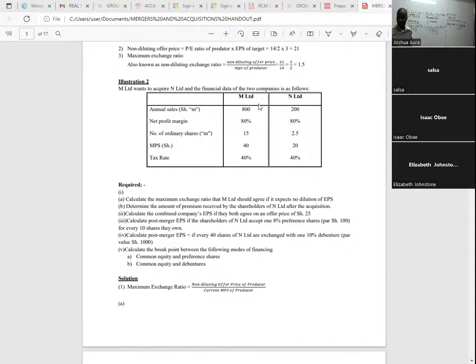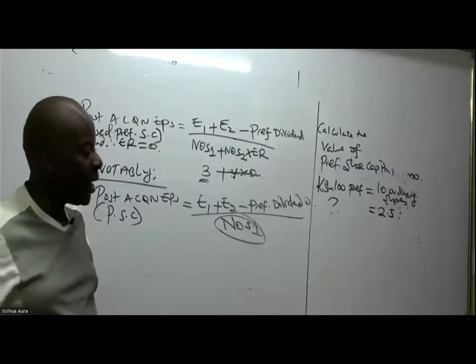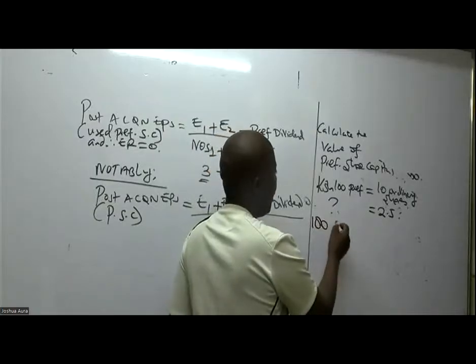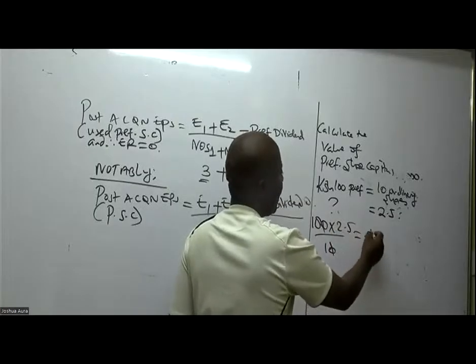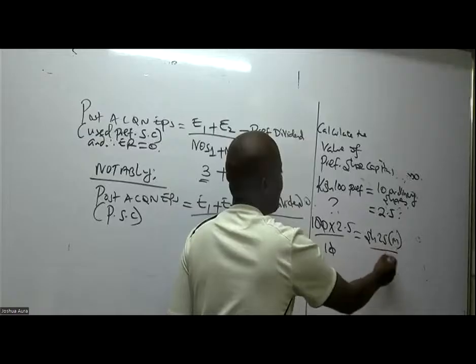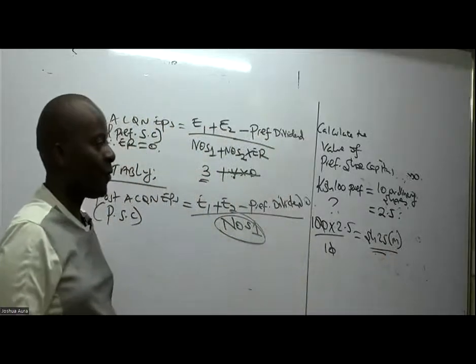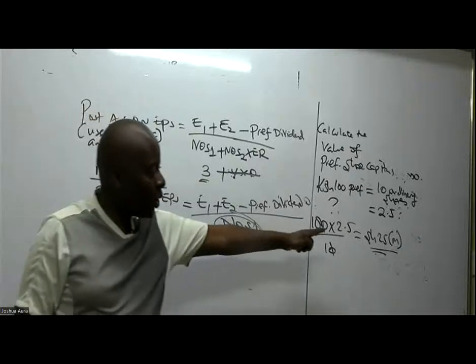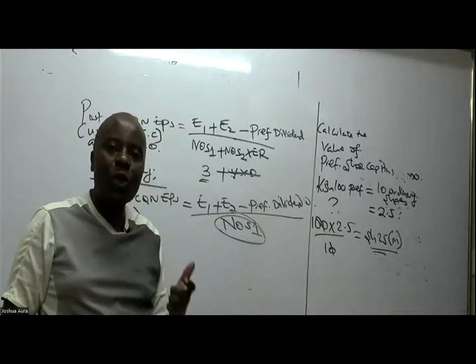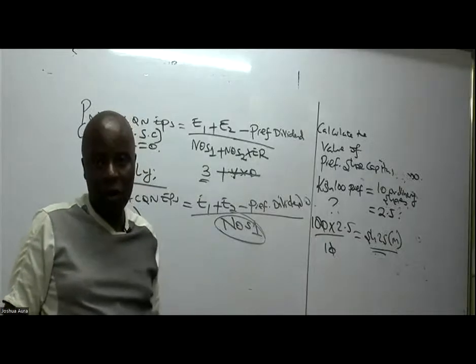All right, so I'm being given a figure of 25. If you try cross multiplying here, it will be 100 times 2.5 all over 10, which at the end of the day is 25. Of course, they are in millions, so shillings 25 million. Now, out of these shillings 25 million, how much in preference dividends will I be paying?